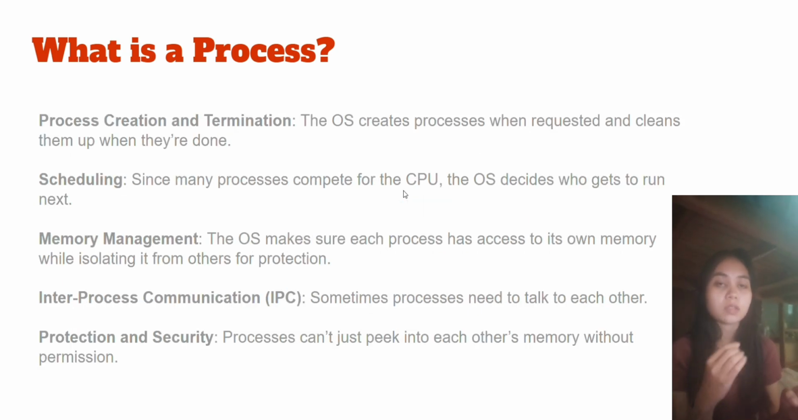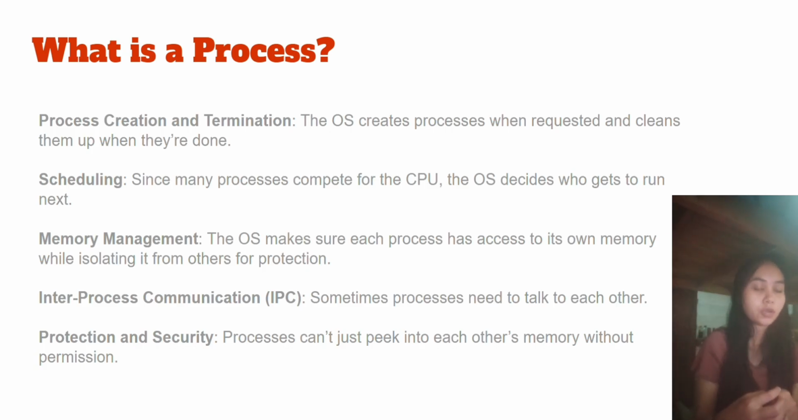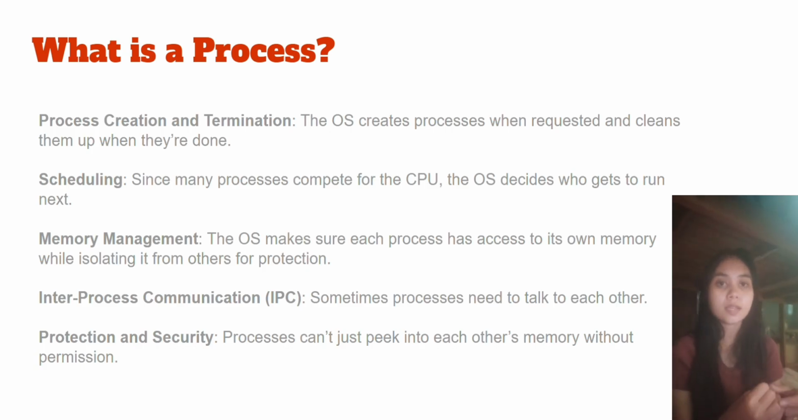First is process creation and termination, just like what I said earlier. The OS will create processes when requested and then cleans them up when they're done. Next is scheduling. Since maraming mga processes nag-compete for the CPU, ang OS siya yung magde-decide who gets to run next. This decision is nag-base siya on scheduling algorithms like round robin or priority scheduling.